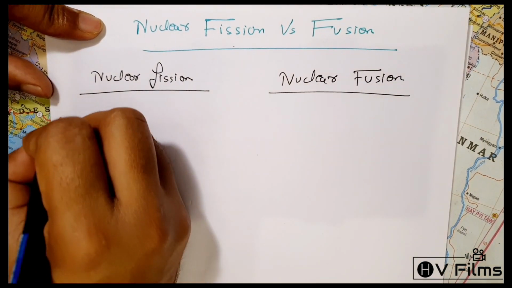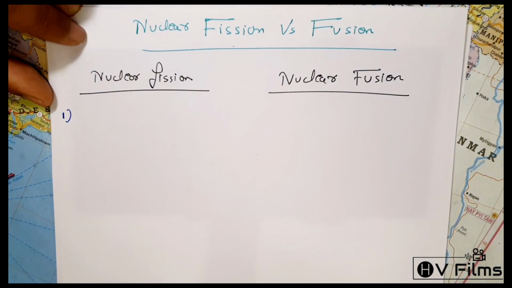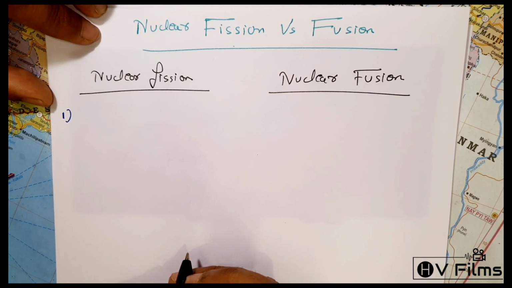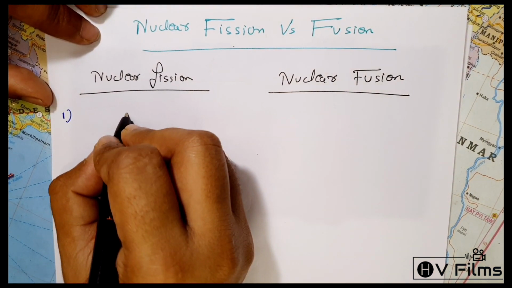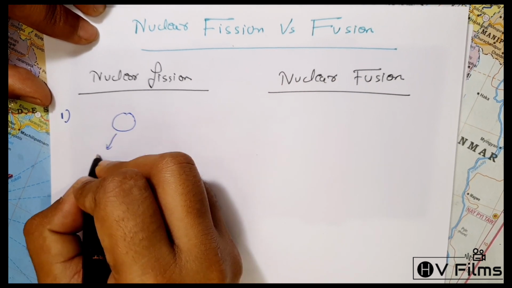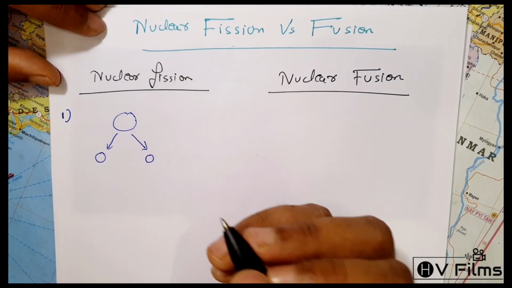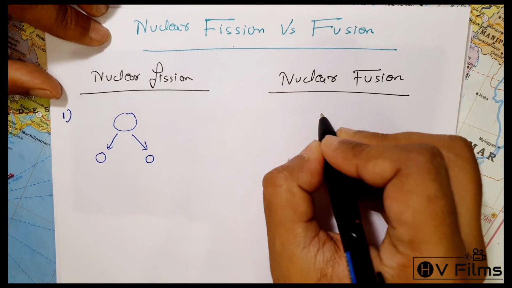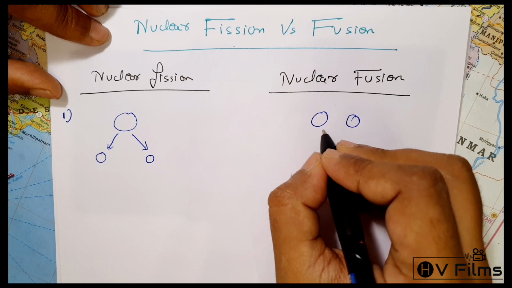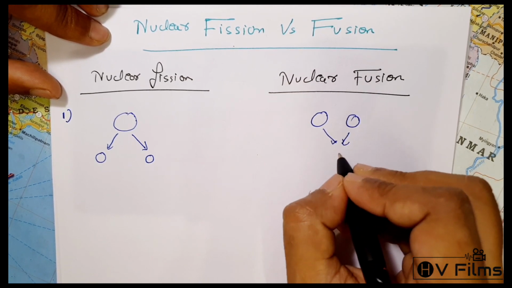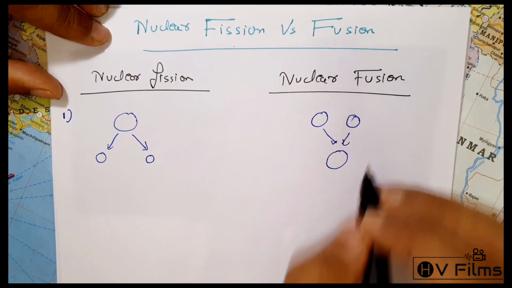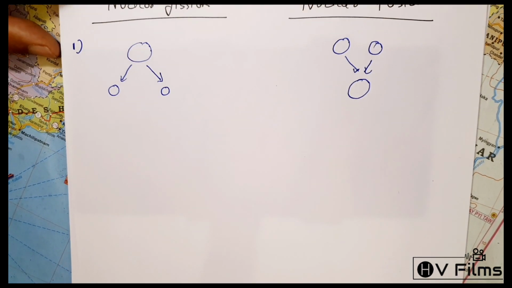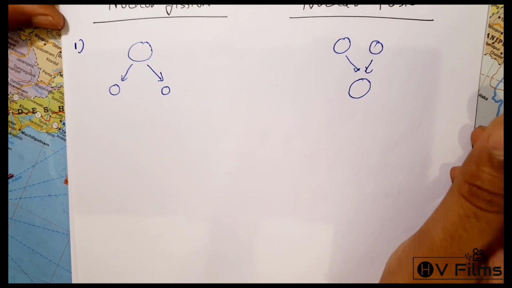Now, the very first point is the definition itself. Fission is the splitting of a large atom into two or more smaller ones. So, if this is an atom, it will break into smaller atoms. This is what fission is. In fusion, it is basically fusing two or more lighter atoms together into a larger one. You must have known this because we studied this a lot in the 8th, 9th and 10th class. So this is the basic difference between the definitions.